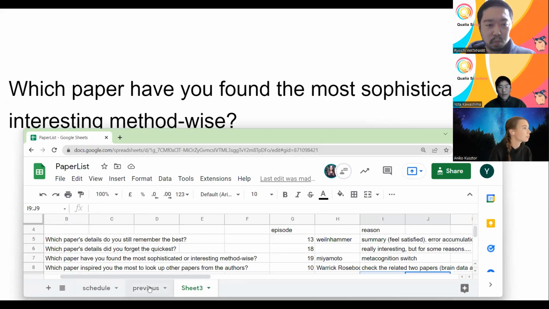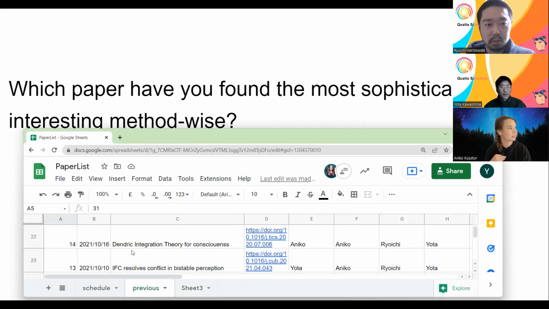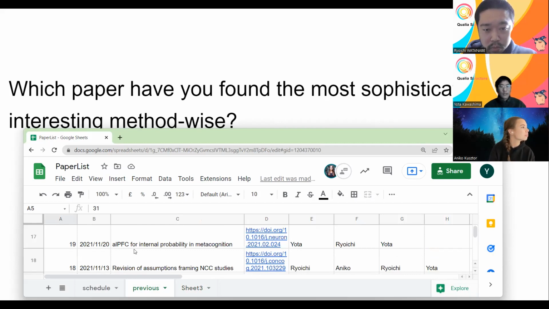I picked episode 19, ALPFC for internal probability in metacognition. I think Aniko was not in this journal club, but the reason why we read the paper in this journal club was that I was going to summarize and present this paper in the weekend summer course.